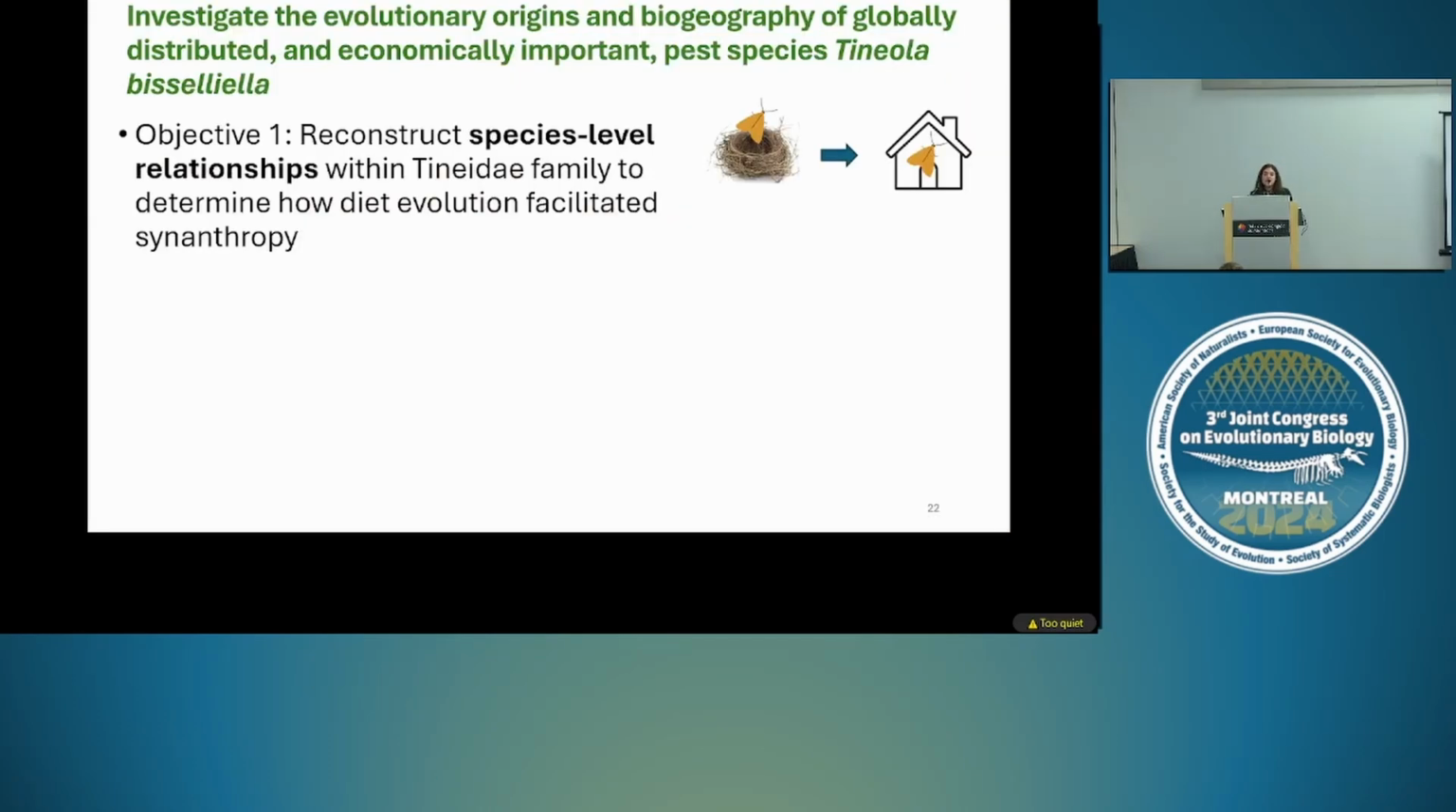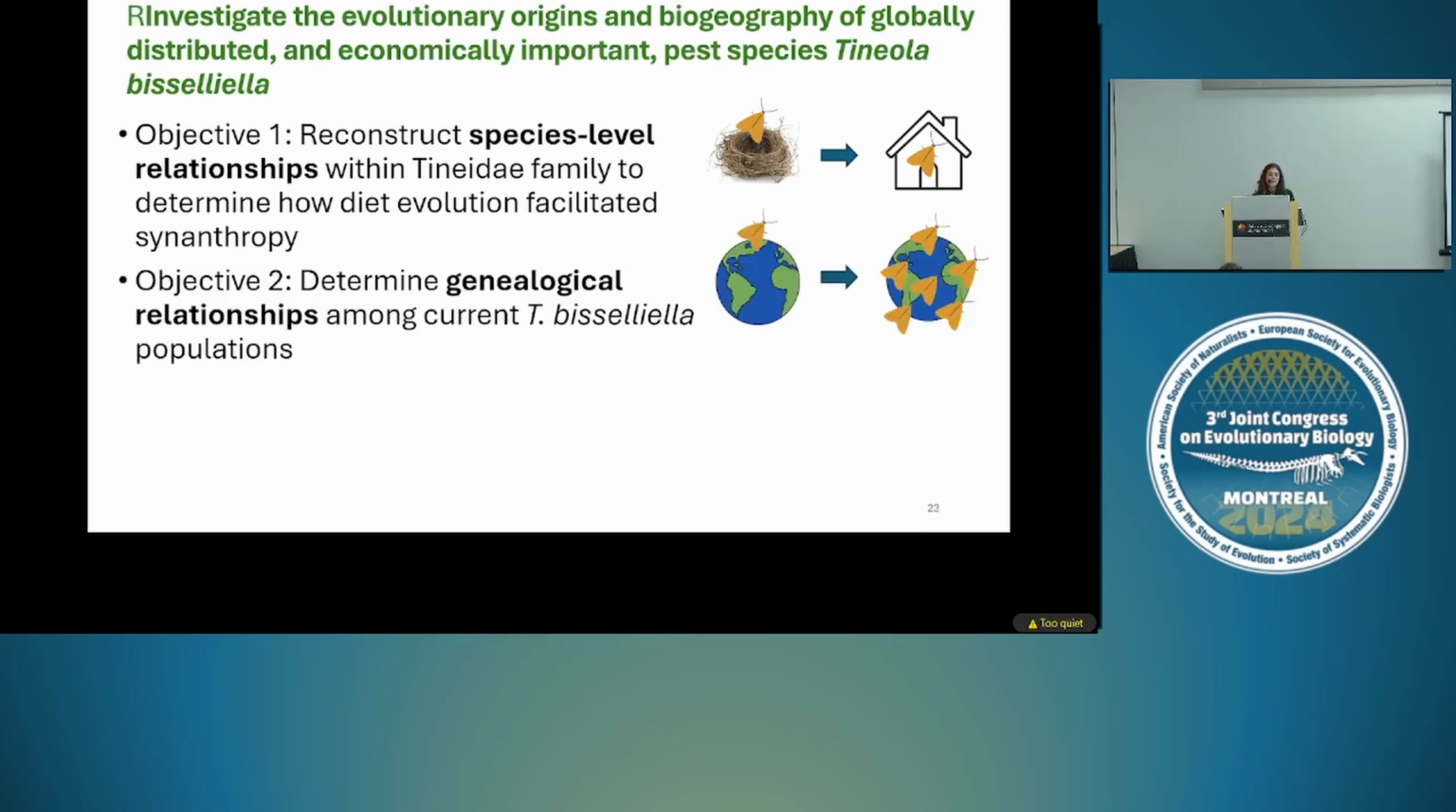So my aim of this study is to investigate the evolutionary origins and biogeography of this globally distributed pest. My first objective is to reconstruct the species-level relationships within Tiniidae to determine how diet evolution facilitated synanthropy. And my second objective is to determine the genealogical relationships among the current Tiniola bacilliella populations. So let's start off with objective one.